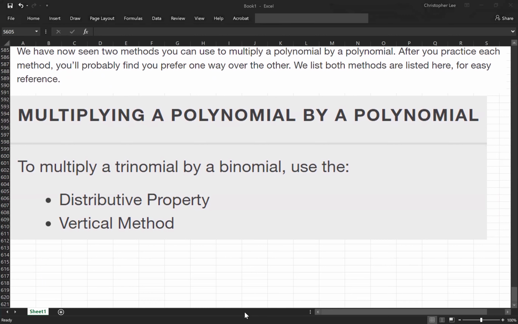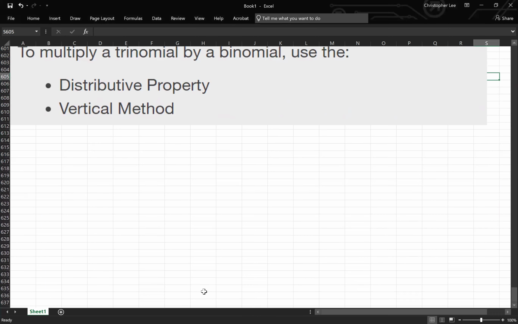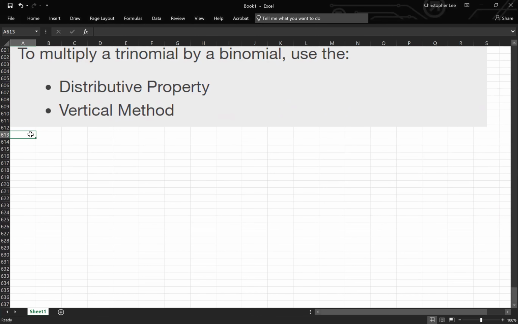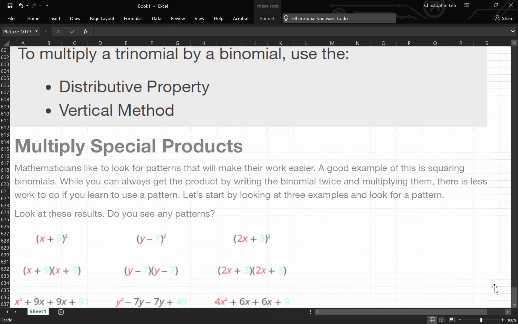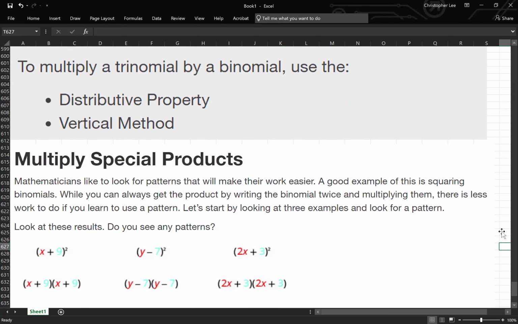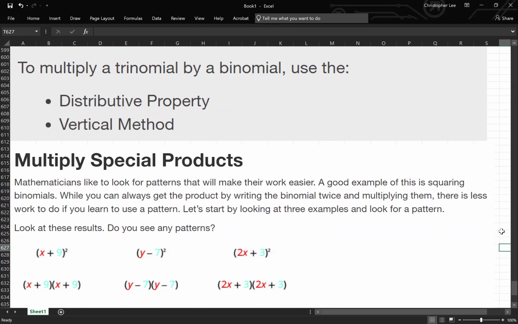Now let's talk about tricks. We're about to get it. So, multiplying special products. Mathematicians like to look for patterns that will make their work easier. A good example of this is squaring binomials. While you can always get the product by writing the binomial twice and multiplying them out, there is less work to do if you learn to use a pattern. Let's start by looking at 3 examples and look for a pattern.